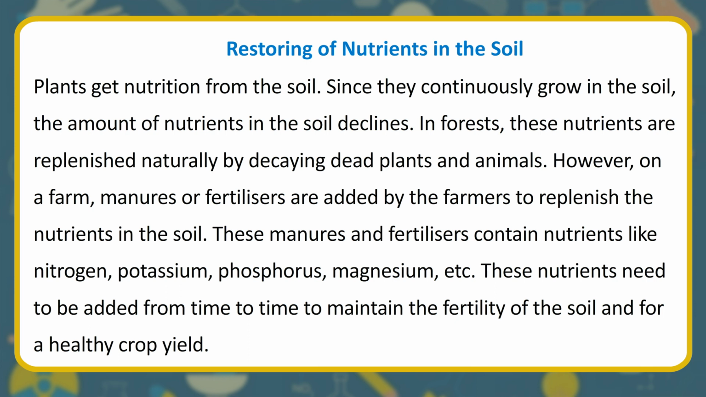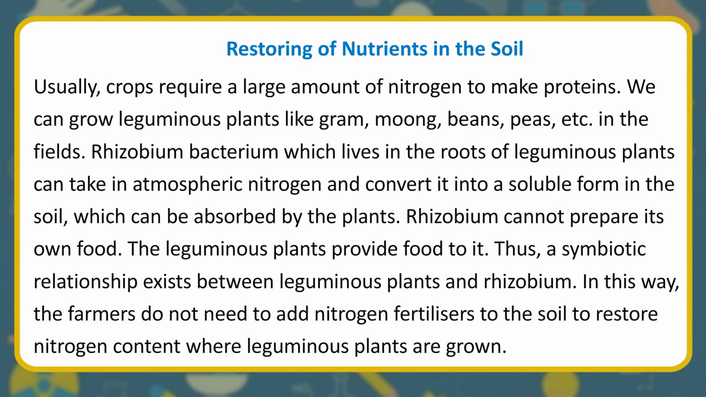These nutrients need to be added from time to time to maintain the fertility of the soil and for a healthy crop yield. Usually, crops require a large amount of nitrogen to make proteins. We can grow leguminous plants like gram, moong, beans, peas, etc. in the fields. Rhizobium bacterium, which lives in the roots of leguminous plants, can take in atmospheric nitrogen and convert it into a soluble form in the soil, which can be absorbed by the plants.